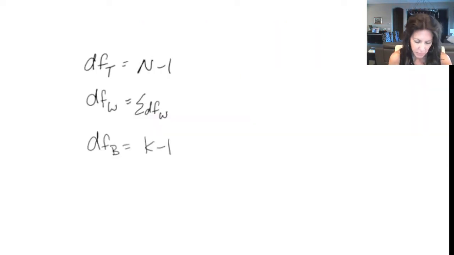So for our degrees of freedom total, we have 30 minus 1 because we have 30 total participants, so our degrees of freedom total is 29. For the degrees of freedom within, we just can add up the degrees of freedom for each individual group. So each group had 10 participants. 10 minus 1 is 9. So we can say 9 plus 9 plus 9 is 27. And for degrees of freedom between, we're looking at the number of groups that we have. We have 3 minus 1 is 2.